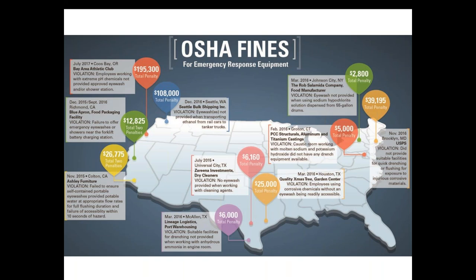This is in Oregon. The violation was that the employees were working with extreme pH chemicals and weren't provided approved eyewashes and/or safety stations or shower stations to properly give them first aid in the event of an emergency. Now, the total penalty was almost $200,000. And just to give you an example of how broad this is, it can really be any organization if you're dealing with a chemical that's potentially harmful to a human being.